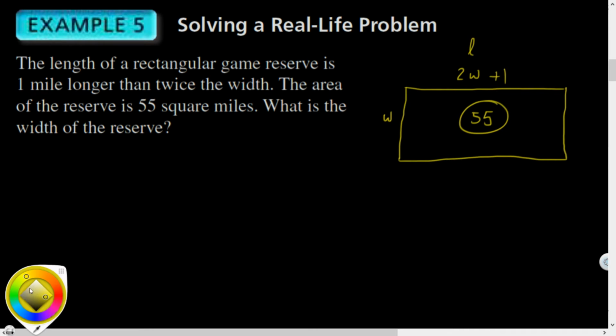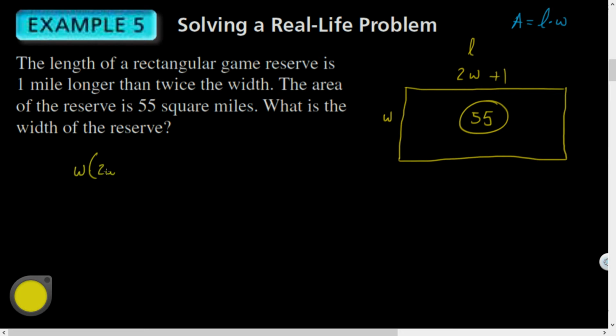Now, this would require us to know a formula regarding the area of a rectangle, and area of a rectangle is length times width, right? Agreed? Yes, yes. So let's write that out with all of our facts. So I'm going to write width times length, which is fine. W times 2w plus 1 is going to equal 55. And my goal is to solve for w. So track with me here. This is going to get weird, but that's going to be okay.